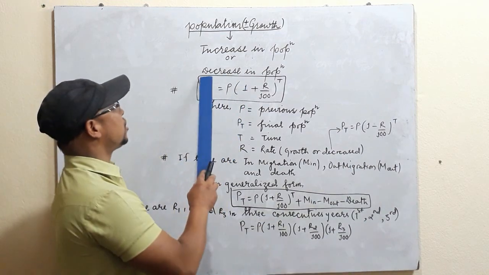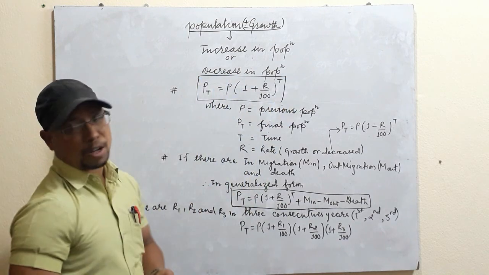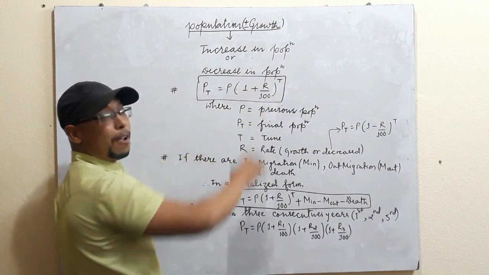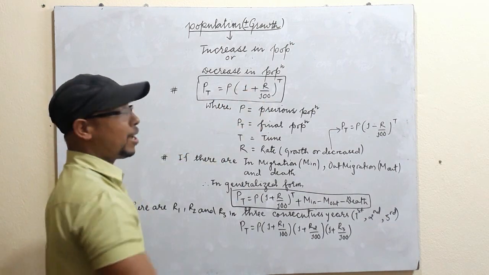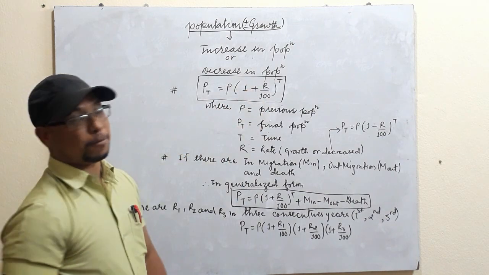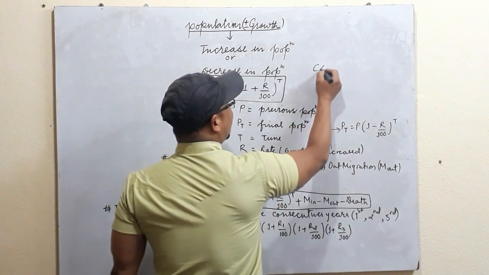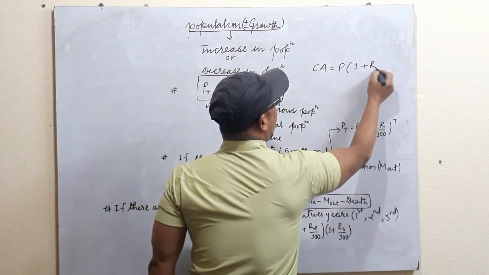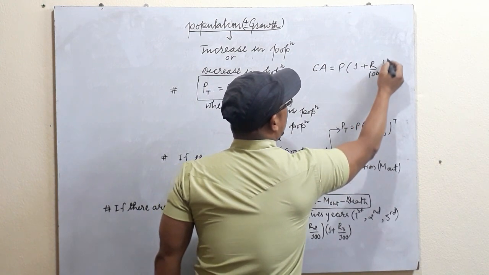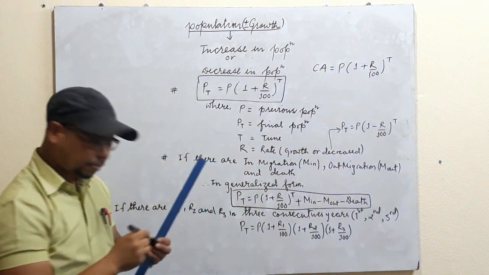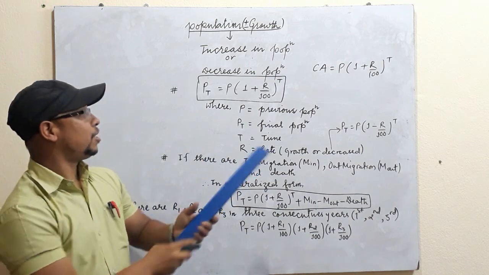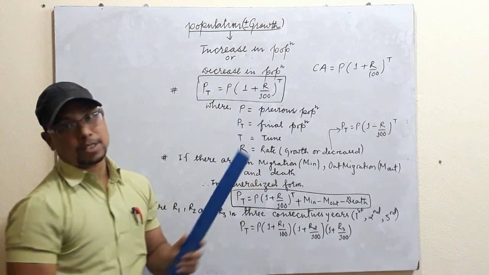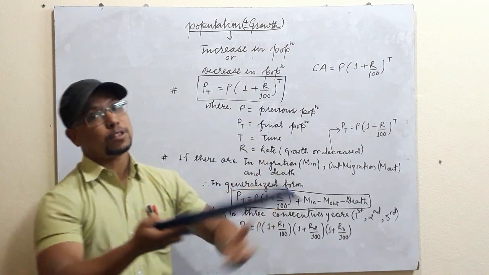Now the formula Pt equals P(1 plus R by 100) whole power T seems like a familiar formula. Yes, you have already read that formula. It is the compound amount: compound amount equals P(1 plus R by 100) whole power T. This is the same formula. On the right hand side you see they are the same, and the concept is also the same.